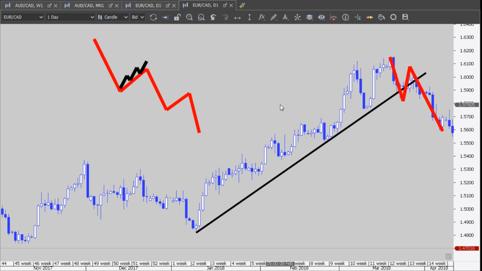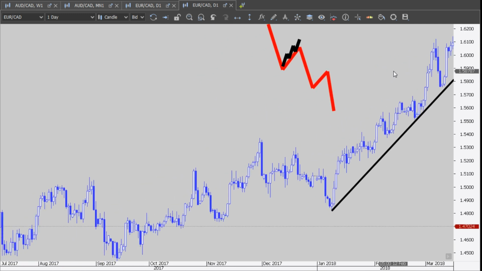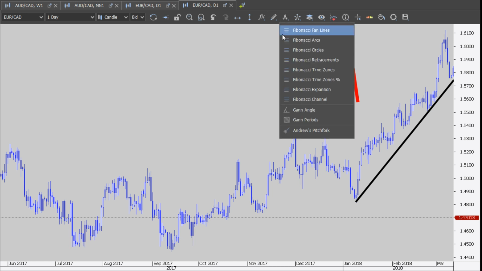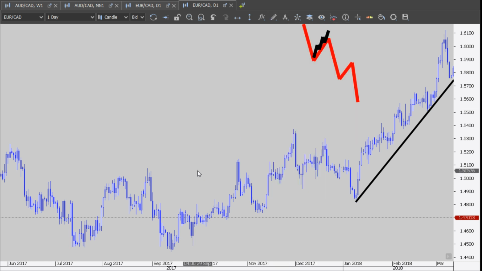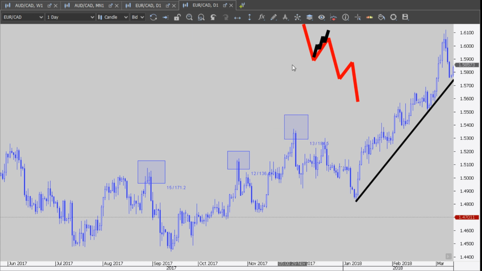Now, what do we need? Well, we are going to check the previous levels of support, right? And what is support? Support is a high. So here is support, here is support, here is support, right?